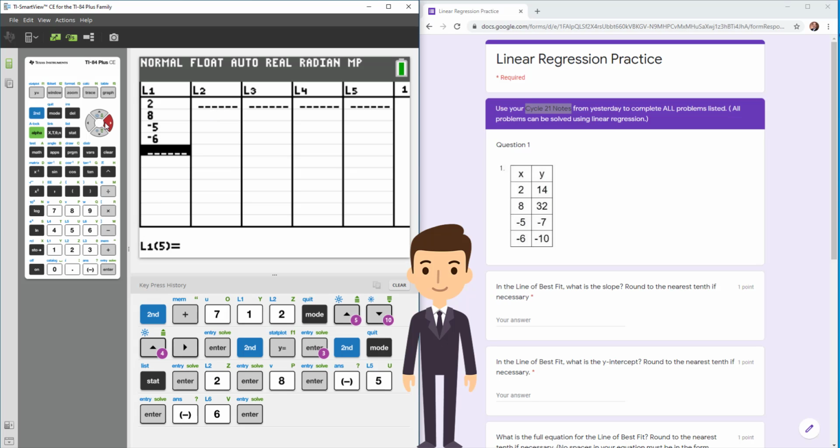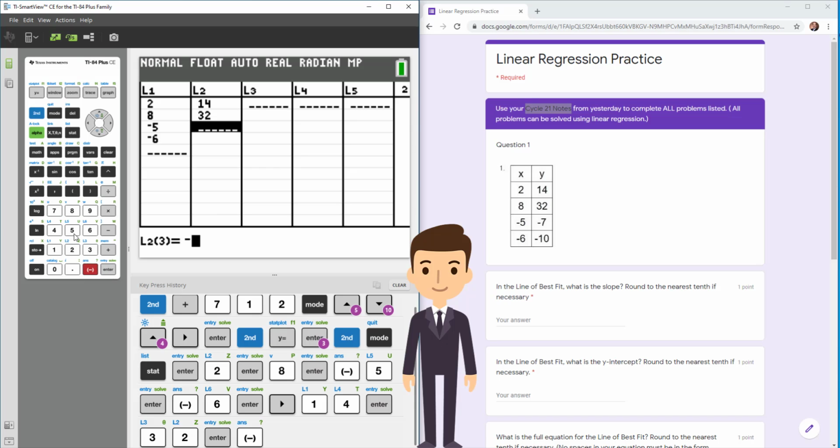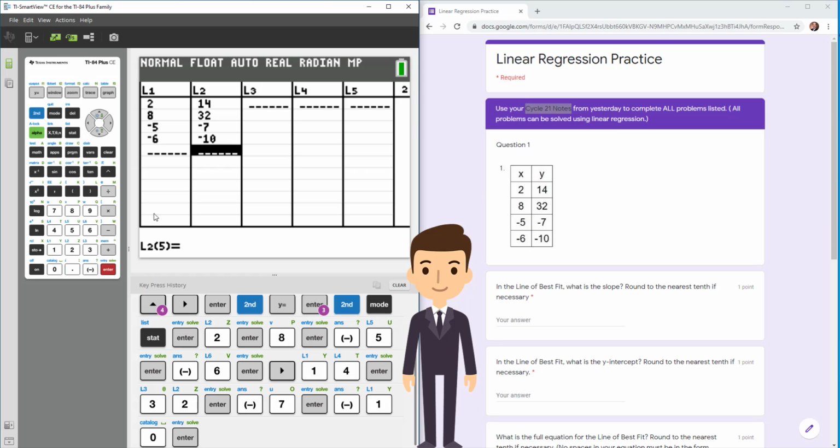And then I'm going to move over to this next section here. I'm going to put in 14. I'm going to put in 32. I'm going to put in -7, and finally -10. And when I do that, I now have all my data. It matches all the data that I have over here, okay? And having that data in, basically I've given the thing a lot of XY points. And what I'm going to do now is I'm going to actually calculate the line of best fit based on that. It's called doing a linear regression, okay?